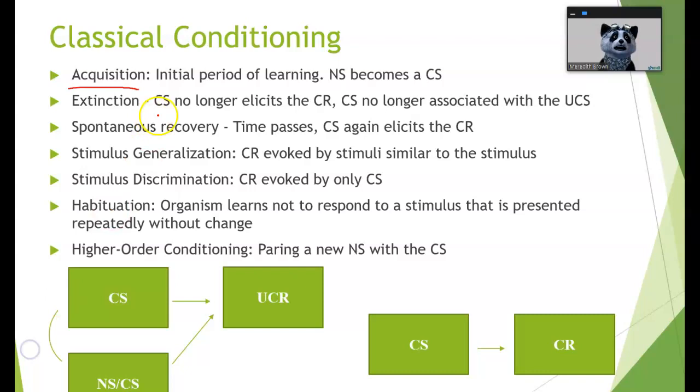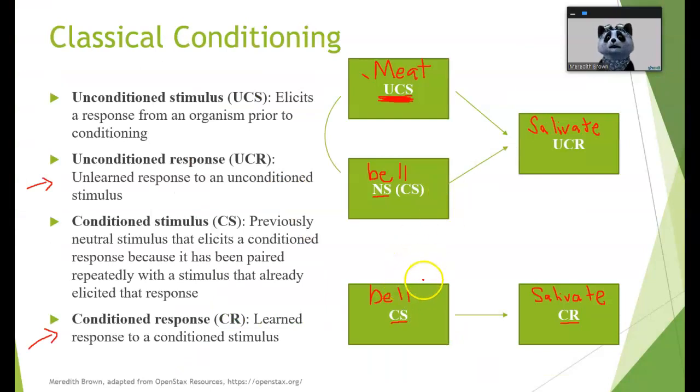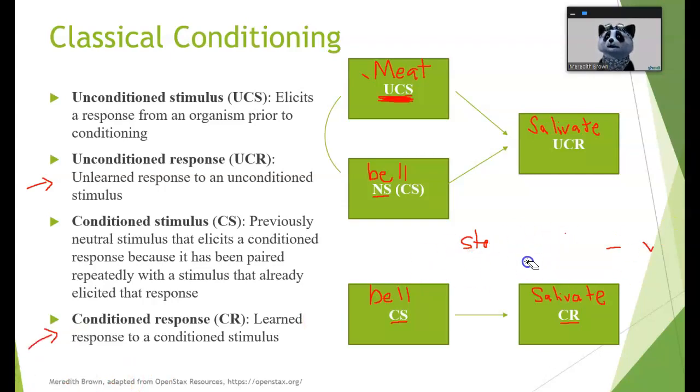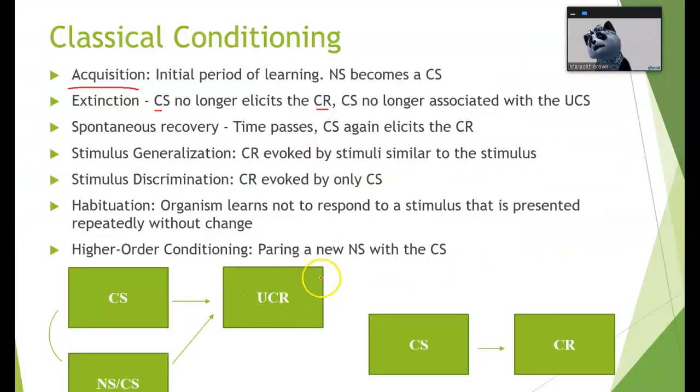So, in Pavlov's study, looking into it more, extinction. Extinction is when the conditioned stimulus no longer causes a conditioned response. So, in Pavlov's study, if we look here, the bell will eventually stop working. Okay? When it stops working, that is extinction. That's what extinction is. When eventually the bell will stop working. It just won't work anymore.